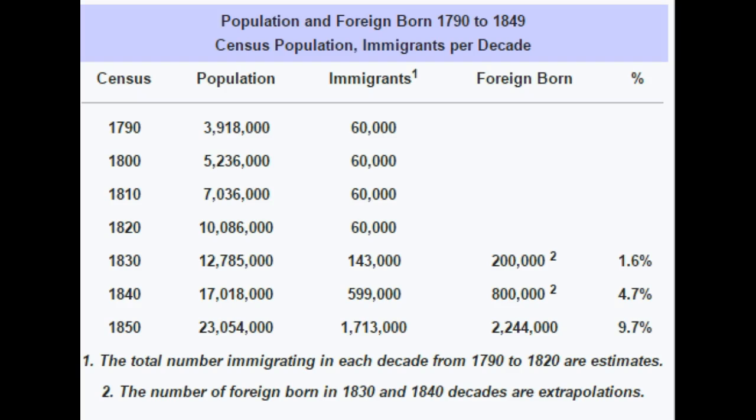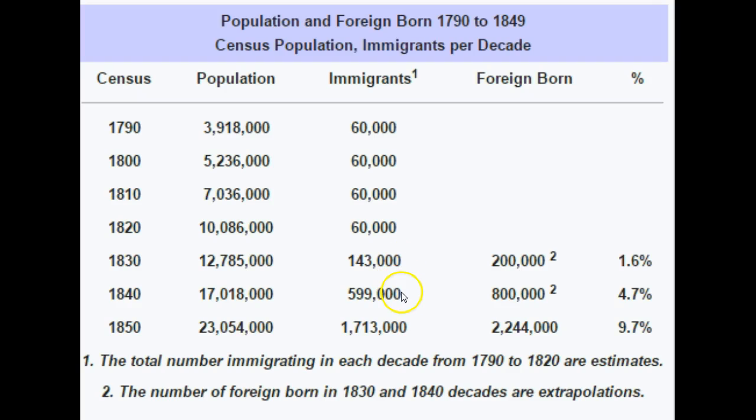Now, this is interesting. Population and foreign born, 1790 to 1849. So how many immigrants came into the country in the decade ending 1790? We're talking 60,000. Now, these are estimates. But you can see 1790, 1800, 1810, 1820, you're talking about 60,000 immigrants in a decade. That's a pretty small number. So they're dribbling in. That's 6,000 people a year. Decade ending 1830, so 1820 to 1830, you have 143,000. By 1840, you've got 600,000.